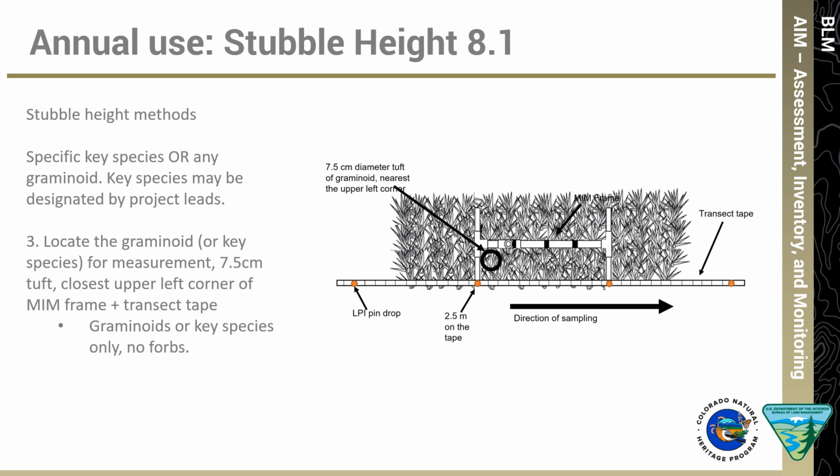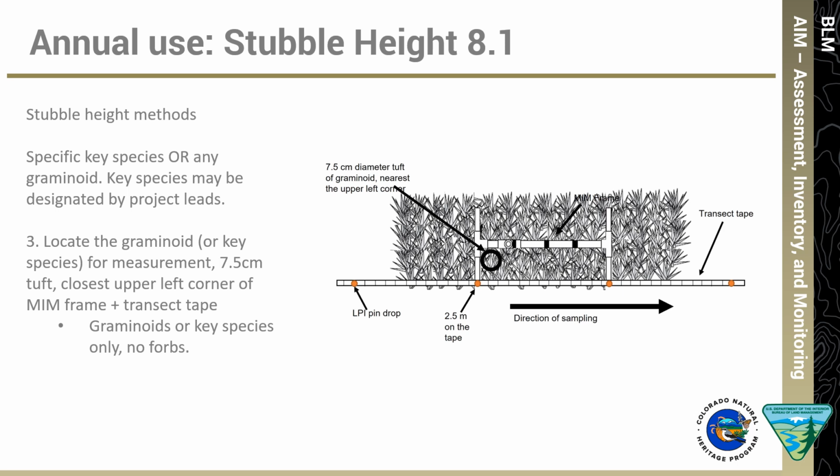If graminoid vegetation or key species are sparse and part of the closest tuft is partly outside the frame, measure the whole 7.5 centimeter tuft. If graminoid vegetation or key species is not at least 7.5 centimeters in diameter, do not record stubble height for that quadrat. Mark none in the species column and mark NA in the stubble height column.